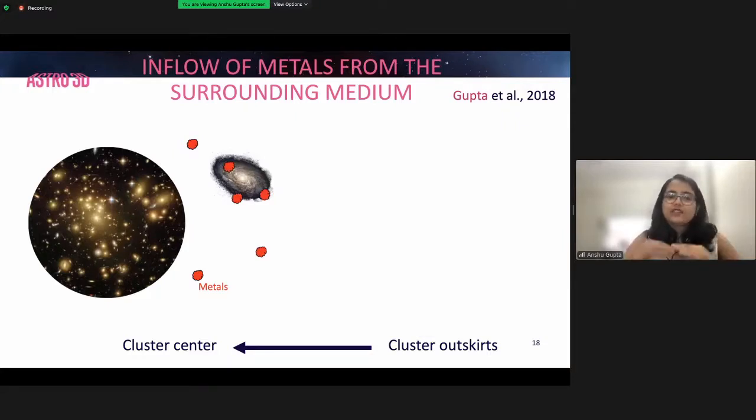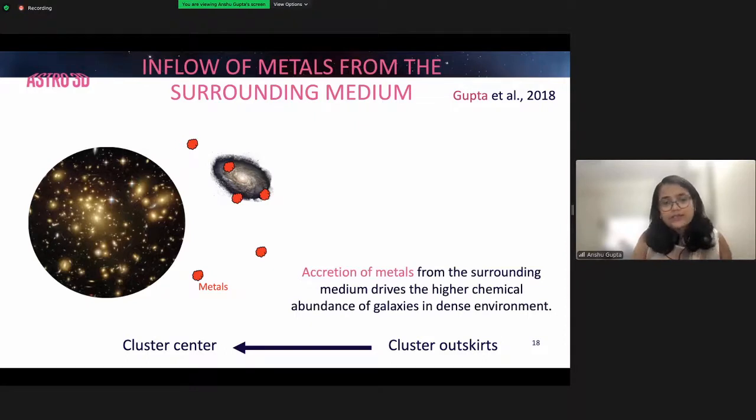So instead of just building your chemical content through stellar evolution, through the supernova going off into the galaxy, you build up your chemical content by accretion of this metal-rich gas as well. And that is why we think that galaxies in a dense environment have higher chemical content. It's this accretion of metal-rich gas from the surrounding medium that's boosting the overall chemical content of the galaxy. So it's quite cool, which is an interesting conclusion.